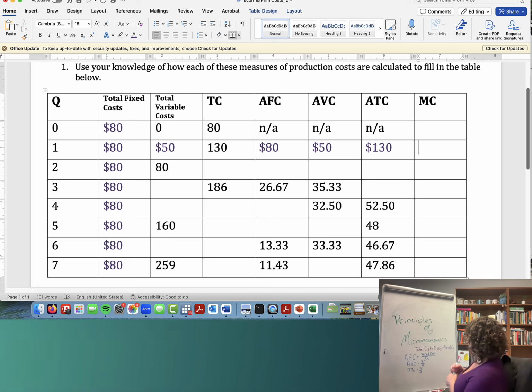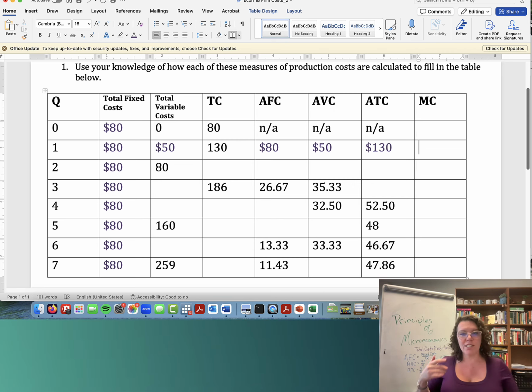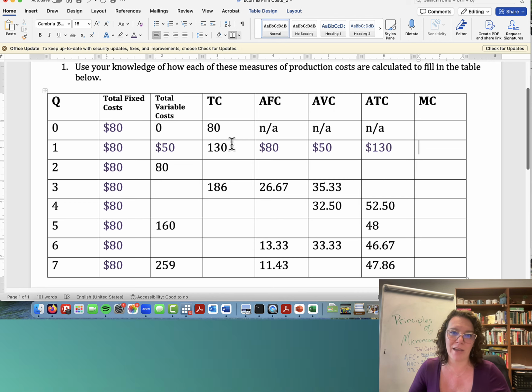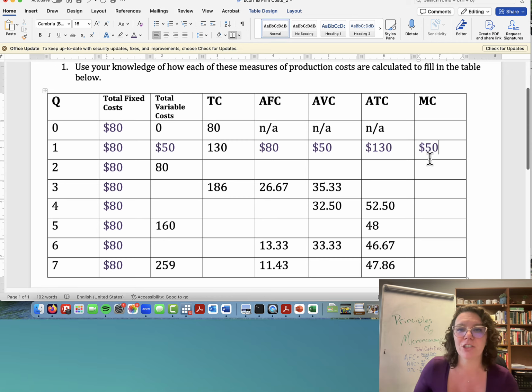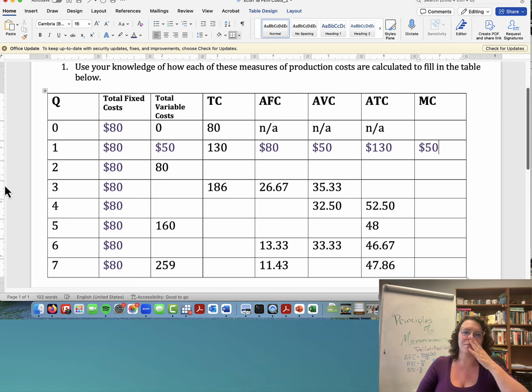The last thing we want to consider is our marginal cost. Marginal cost is the cost of producing one more unit, an additional unit. Formally, it's the change in total cost divided by the change in quantity. But since quantity is only changing by 1, we just need to look at how much total cost has changed as we go from 80 to 130. 130 minus 80 is 50. So our marginal cost of that first unit is 50, because the cost has changed by $50.